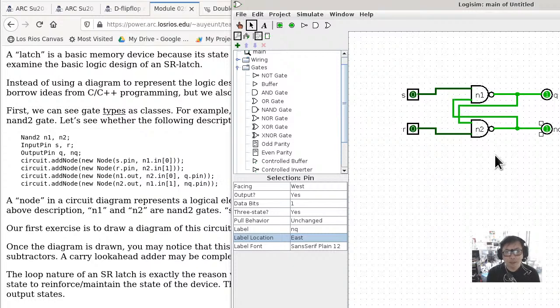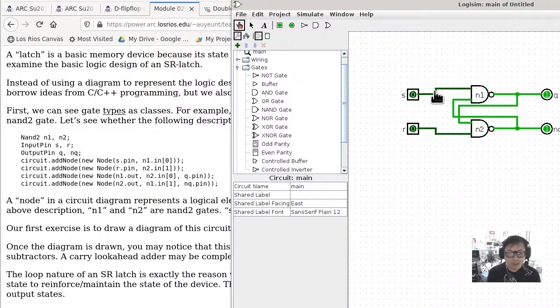Alright, so now we have the circuit drawn, and let me show you what a node is. If you switch to the poking tool, every time you poke a wire, that represents a node. Every time you poke a wire, it is representing a node. Just like that. So there are 4 distinct nodes within this particular circuit.